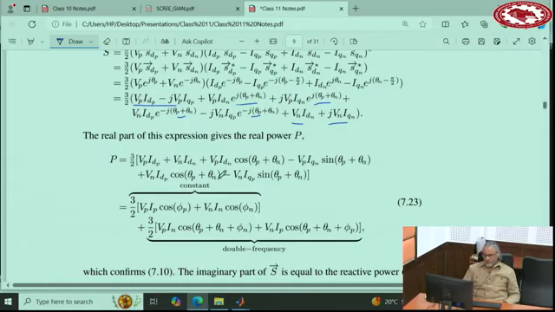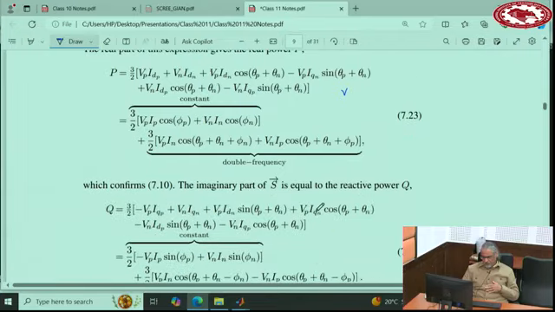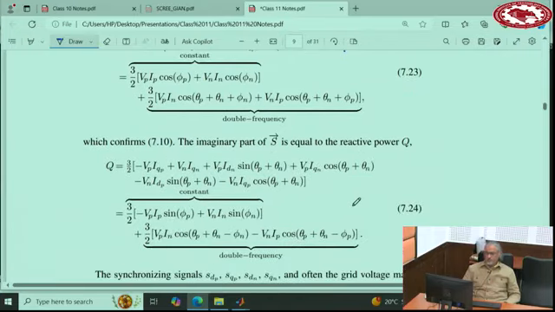Plus double frequency, real parts. So all that are real parts, regardless of constant or double frequency, now put them together. That gives you the real power. And all the complex parts, put them together. They have some constant values and some double frequency values. That gives you the reactive power. So I think this is still, yeah, reactive power is here.